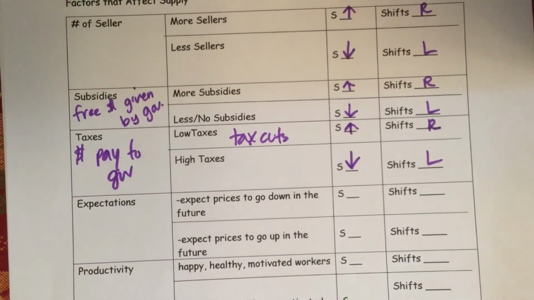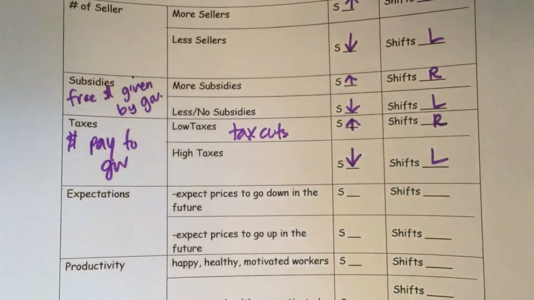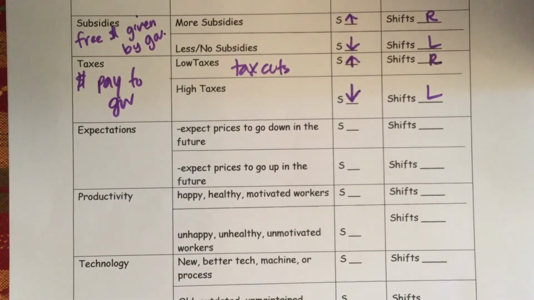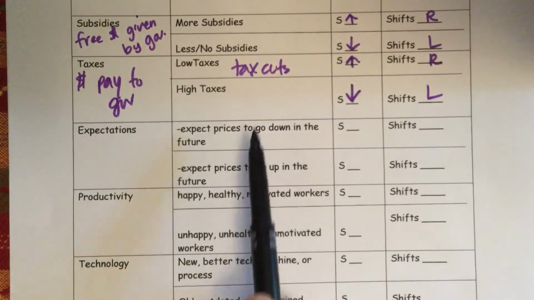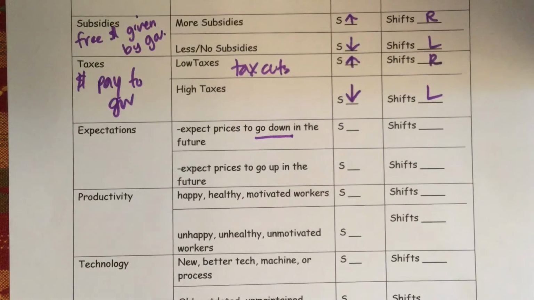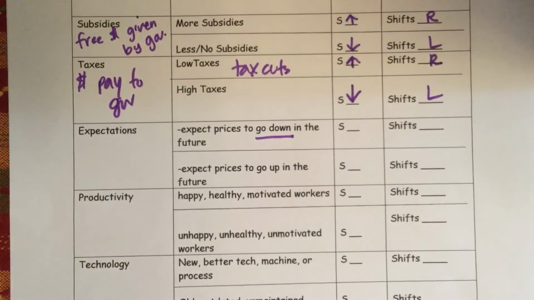Expectations are true of the expectation of price with consumers. Again, this is where profit motive comes into play. If you expect prices to go down in the future, I know that people are not going to pay as much for my pencils next week because school is going to be over. So people are not going to be in the market for pencils. They're not going to pay as much. So then I'm not going to supply.